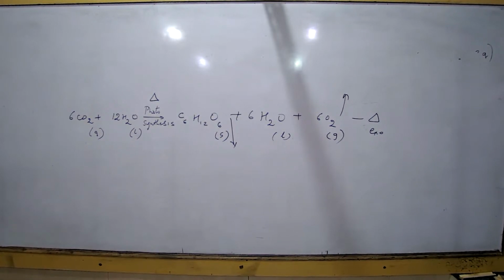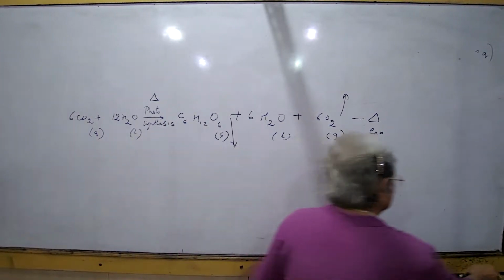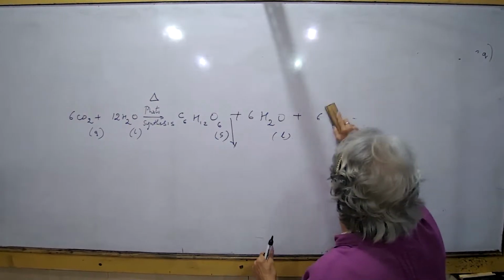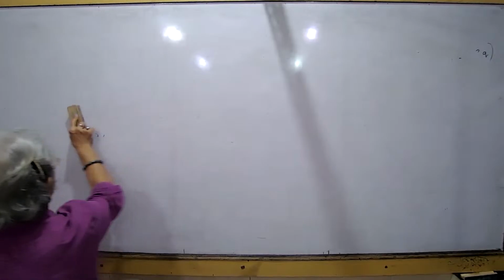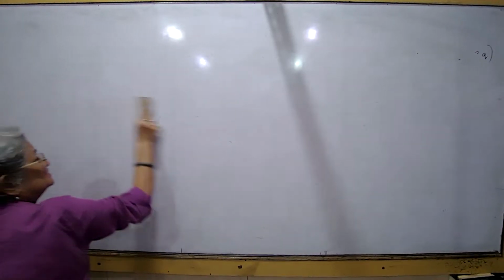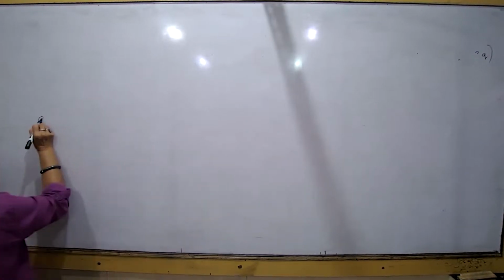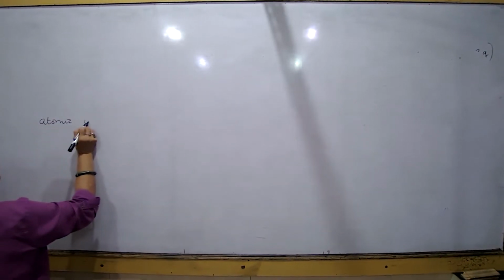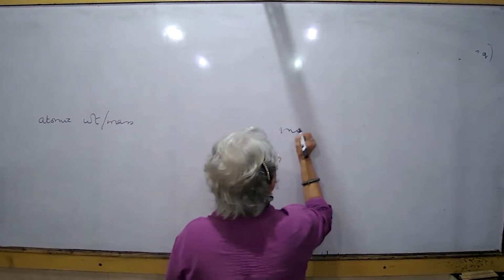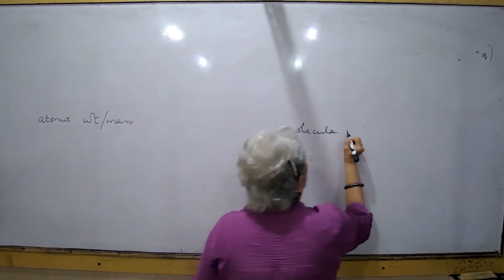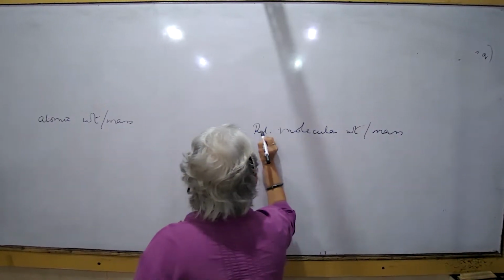Now we come to what is meant by atomic weight, atomic mass, and molecular weight or molecular mass. What is atomic weight or mass, and what is meant by molecular weight or mass, and why is it called relative? Why is it called relative?